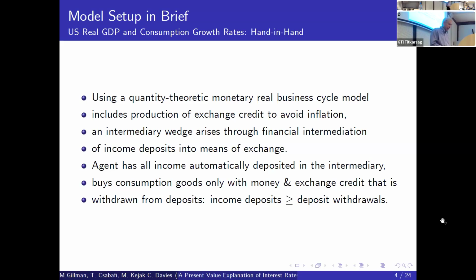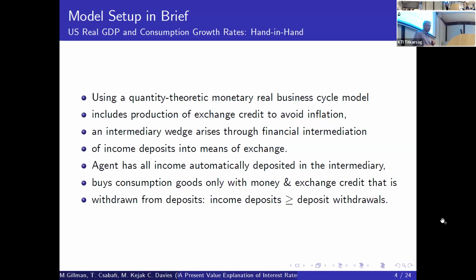So the setup here is that the agent has all the income automatically deposited in the bank. You can call it a financial intermediary. And then buys consumption goods only with money and exchange credit that they withdraw from, you know, the ATM machine, or they pay off at the end of the period so they can earn interest on it. So this bottom line says your amount of deposits in the bank, all your income minus your investment, so all your income minus the capital investment goes into the bank, and that has to be greater than or equal to what you can take out in deposits to pay for your consumption goods. So this is like a deposit constraint in the bank sector.